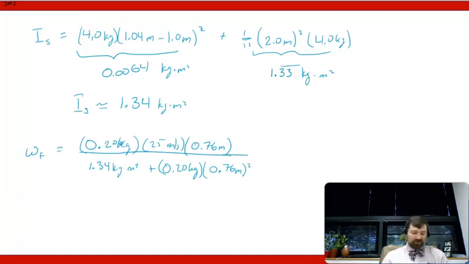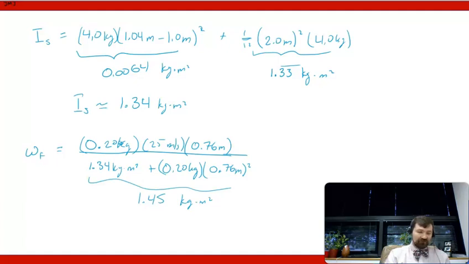So if we go and add this to the I, then what do we get? We got 0.2 times 0.76 squared, which is 0.577. And so what we end up with on the bottom, this whole bottom term, is 1.45492 kilogram meters squared. Okay, so that is being divided into 25 times 0.2 times 0.76.